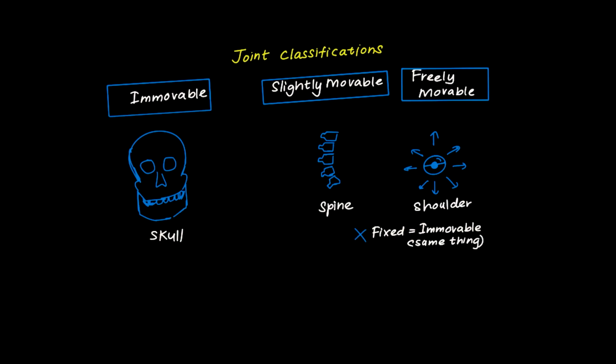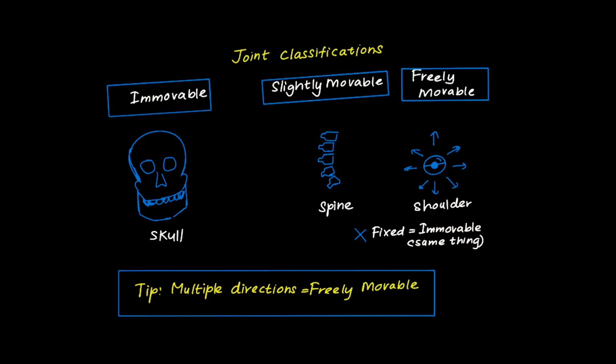Here's a WGU C458 OA exam tip for you. When a question describes movement in multiple directions, that's your signal for freely movable joint. Quick recall hook: free equals full range of motion.